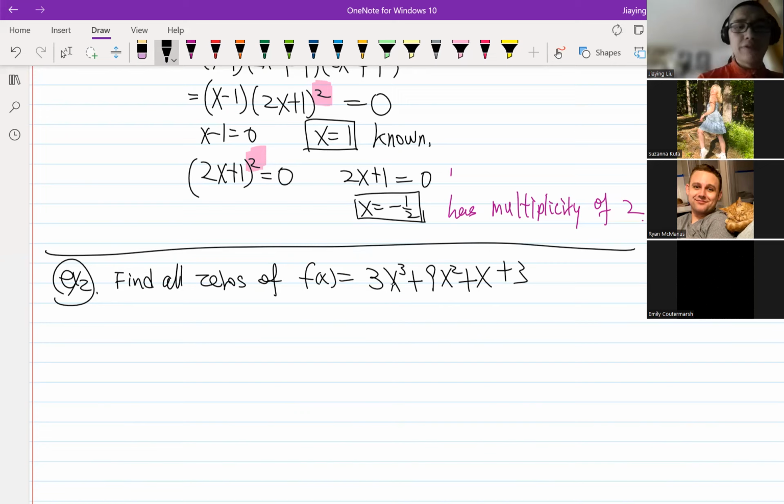So let me begin with the first step, finding the factors of A0. A0 is 3, so we need to find all factors. So P could be plus minus 1, plus minus 3. Because 1 times 3 gives us 3, but each of them could be negative, so plus minus. And AN is the leading coefficient. In this case, it's also 3. So the factors are again 1 or 3, but it could be plus or minus for each.